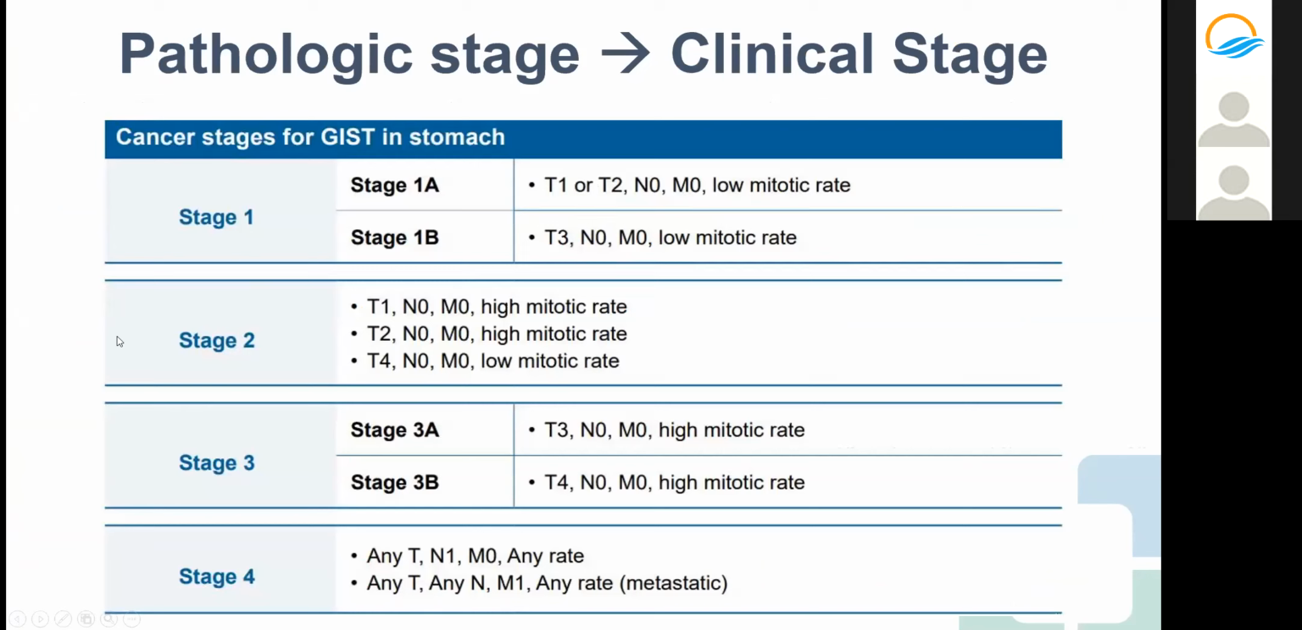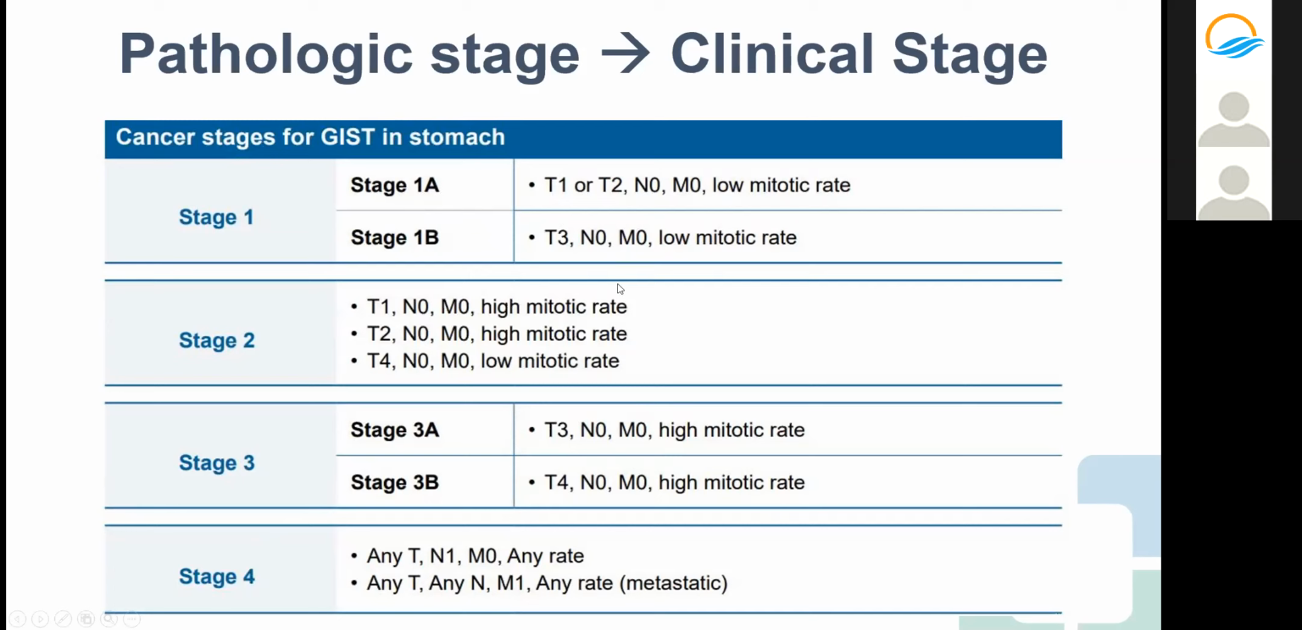Don't forget that the pathologic grade and stage will then be converted into a clinical stage, and this is the stage that patients with neoplasms use to communicate with one another and with their oncologist. So this is the typical stage 1, 2, 3, or 4 tumor or cancer. Here we're looking at this clinical staging system for GISTs of the stomach. You can see here that different groups of tumor sizes are combined with either their mitotic rates or the presence or absence of any nodal or distant metastases to ultimately be put into one of these 4 staging options.